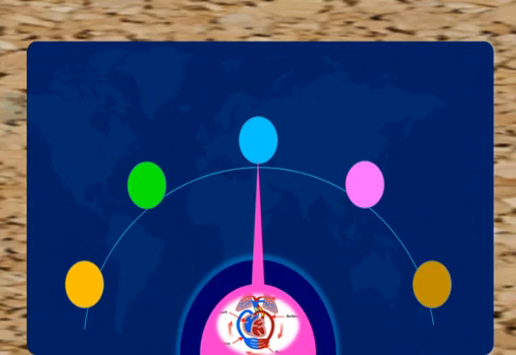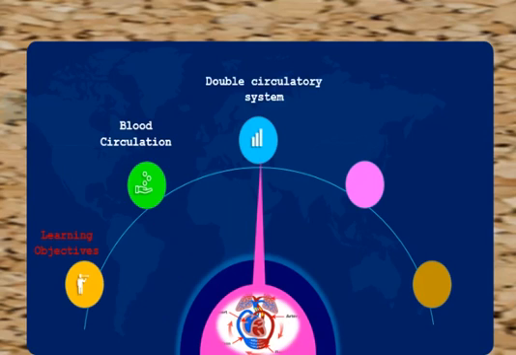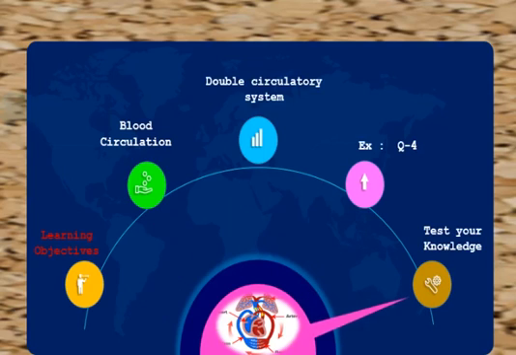So we have to see today what our learning objectives or tasks are. First of all, we will be looking at blood circulation and the double circulatory system. We will discuss what the double circulatory system is, and then we will see exercise question number 4, and we will see Test Your Knowledge, a special question for you.